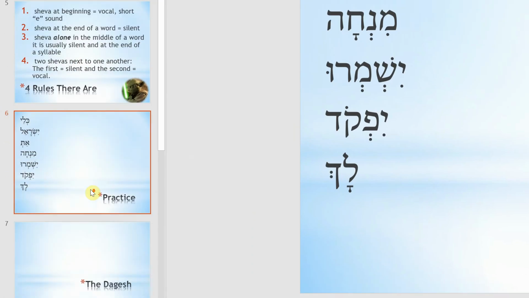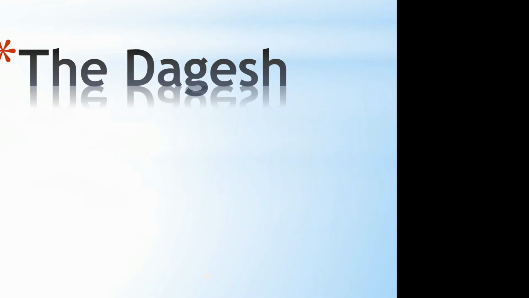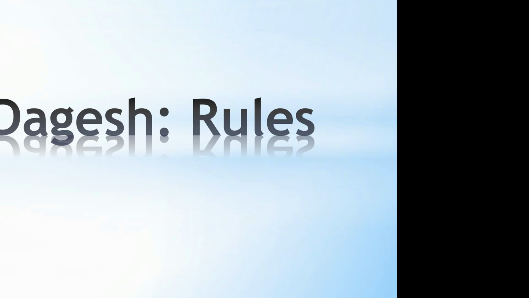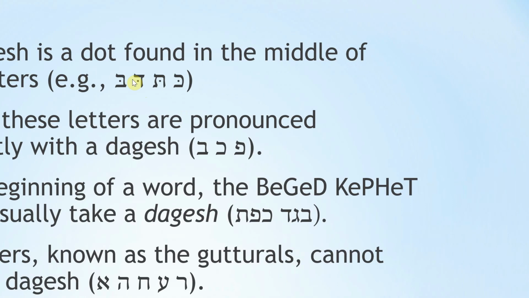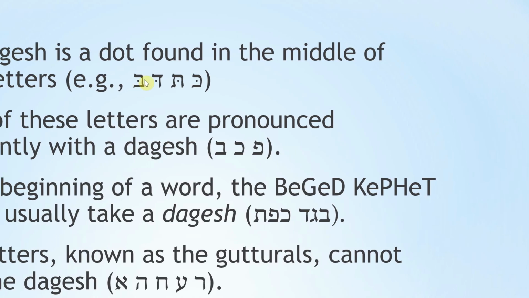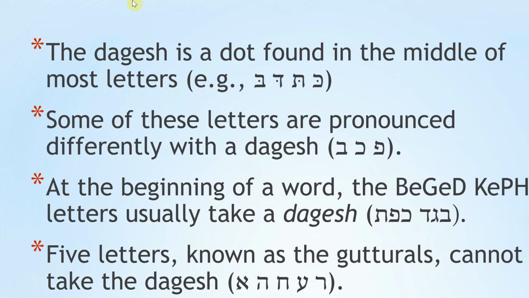Okay. All right. Now let's go to the Dagesh. Here we go. The Dagesh is a dot that is found in the middle of most letters. So here we give an example: kaf, tav, dalet, beit. It's this little dot right in the middle. You'll learn in Hebrew that the dots matter, right? That these little details matter, which is why you hear Jesus talking about jots and tittles. He's talking about these small little bits of the Hebrew letters that might be easily overlooked, but which are of great significance. So that's what the Dagesh is.